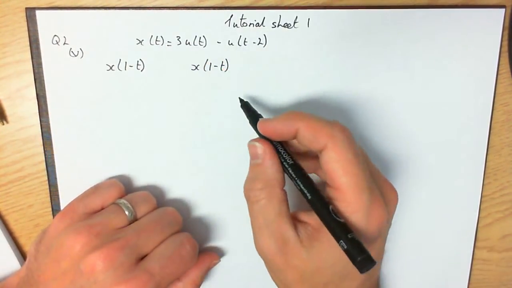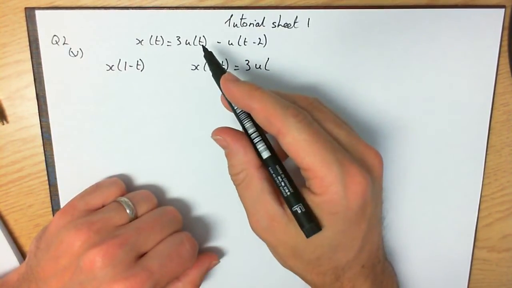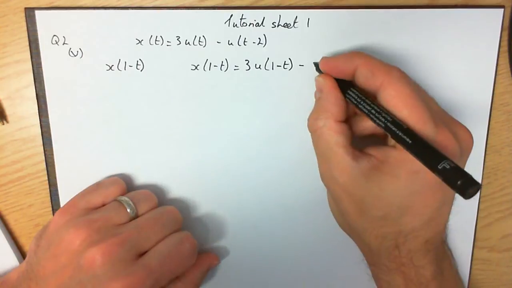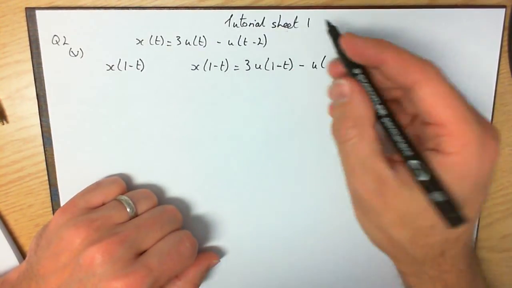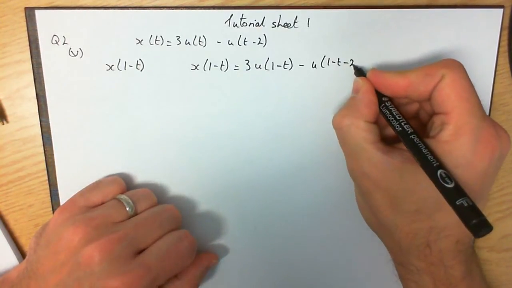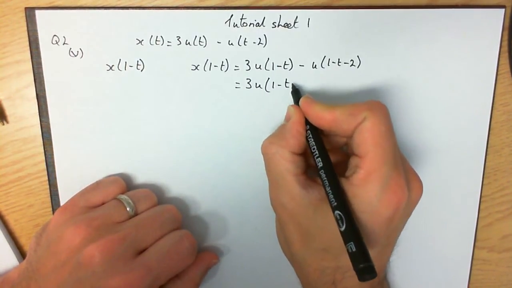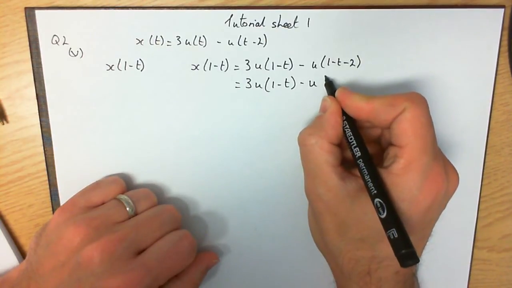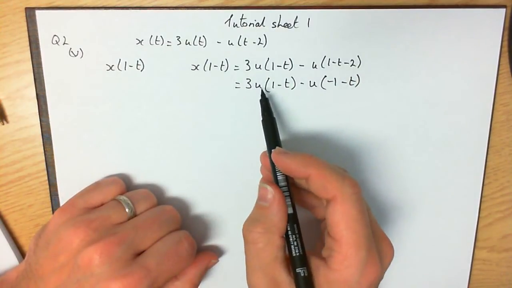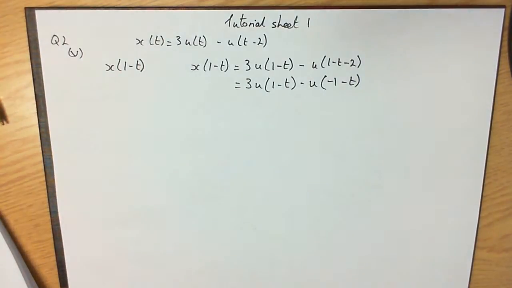So x of 1 minus t is going to be equal to 3u, just replacing t with 1 minus t, minus u, again replacing t with 1 minus t, and don't forget we still have a minus 2. If I simplify that, I get this function. So I get 3u of 1 minus t minus u of minus 1 minus t.